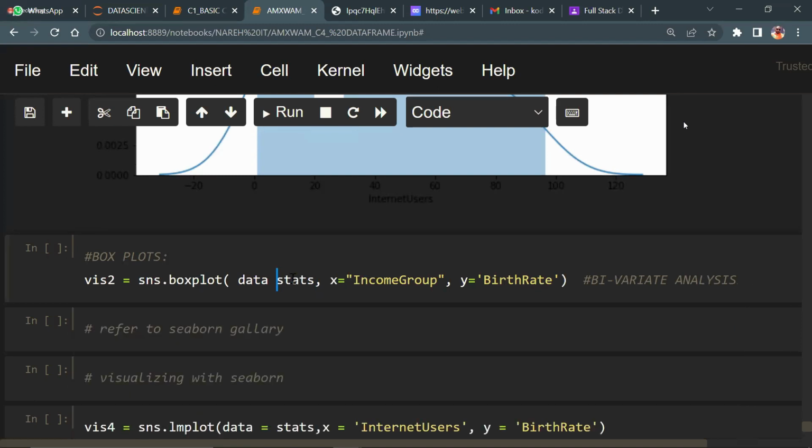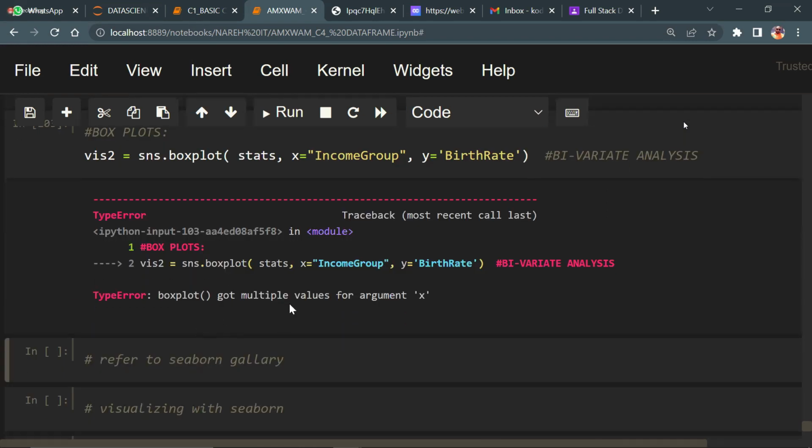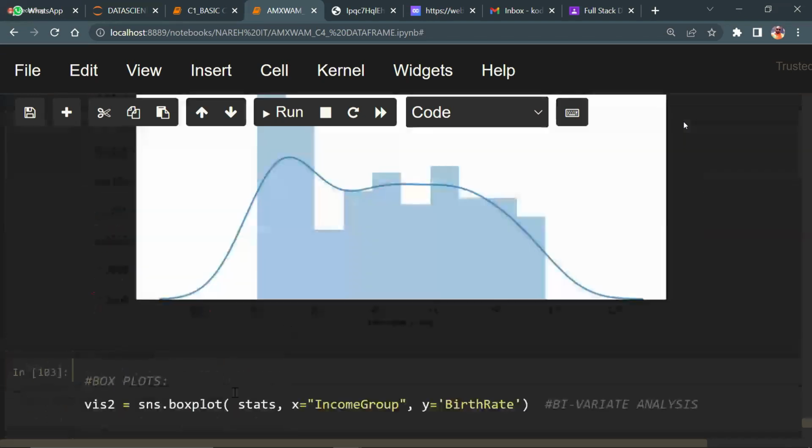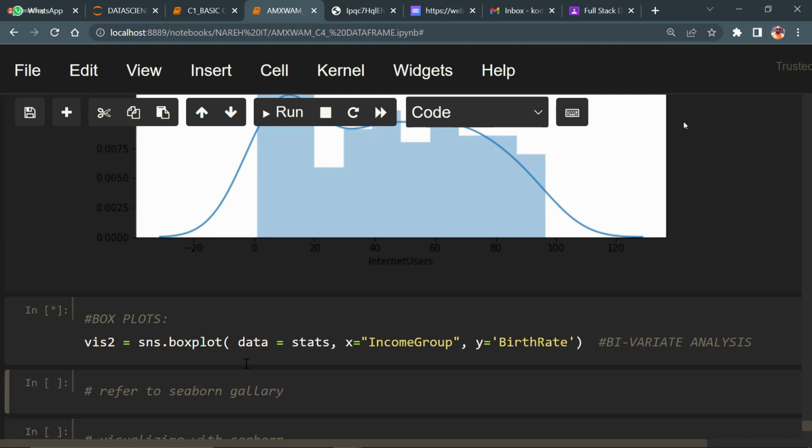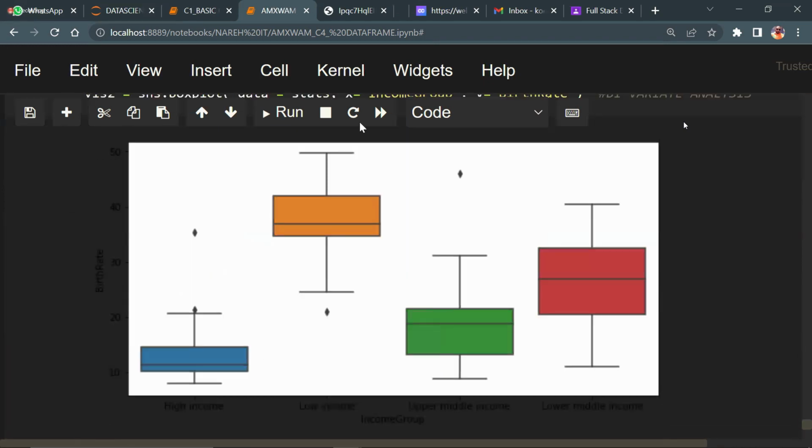So what happens if I remove the data? Stats is the name of the identifier, isn't it? When you do this, what exactly happens? Box plot got multiple values for argument. Argument parameters, did I explain or not? So here I need to pass data equals stats. And let's look at this. This is the box plot, guys. Do you understand, team? Yeah.